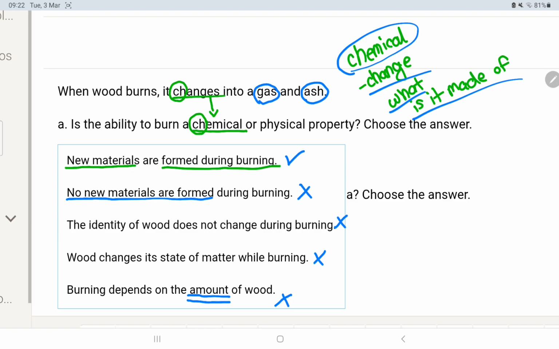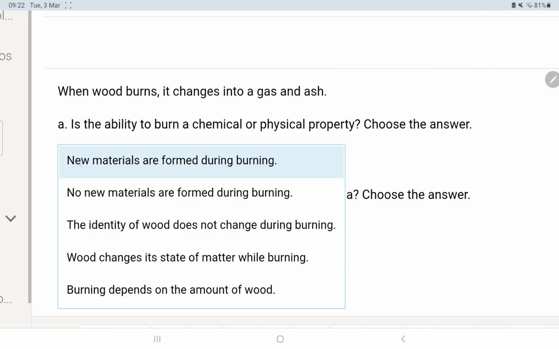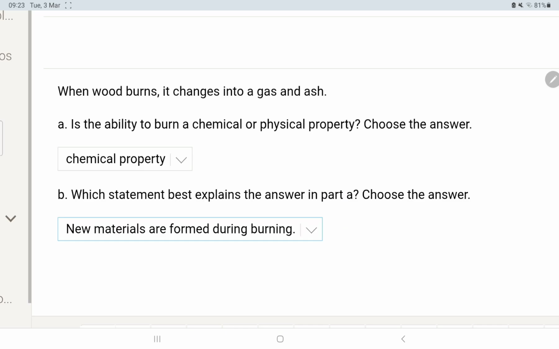When something depends on the amount of matter, this is an extrinsic property. Remember when I discussed the extrinsic, intrinsic, physical, chemical? And I said the amount of matter of something is extrinsic, not chemical, extrinsic. So this is wrong. So why is it a chemical change? Because new materials were formed during the burning.